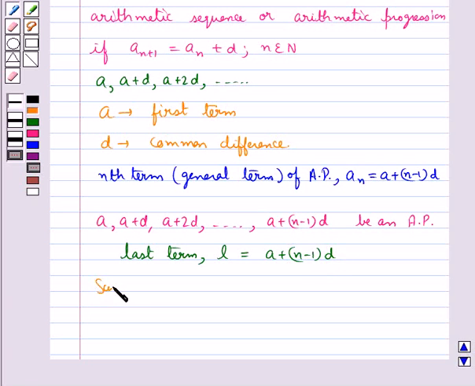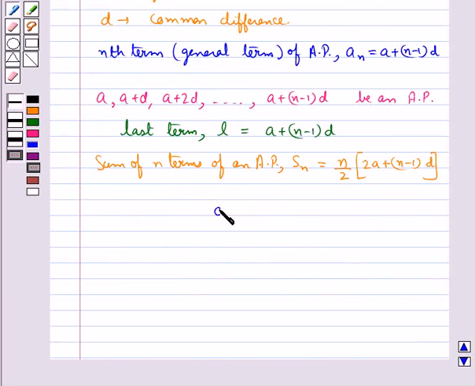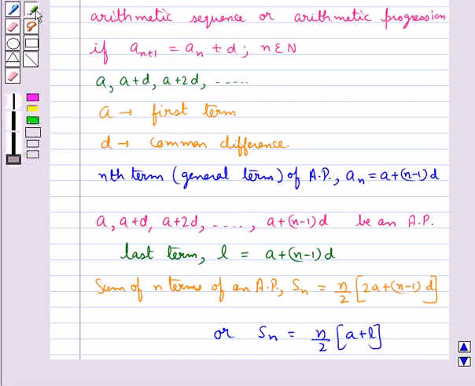Then the sum of N terms of an AP is denoted by SN, which is equal to N upon 2 multiplied by 2A plus N minus 1 into D. Or we can also write this as SN, the sum of N terms of an AP, equal to N upon 2 into A plus L. Usually we denote the first term of an AP by A and the last term by L.